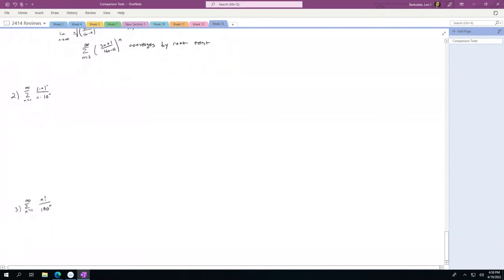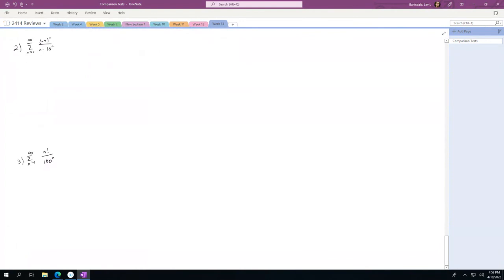All right, the second one, we have a couple of options. We could use the root test, we could use the ratio test, we could even, if we so desired, use the alternating series test, although if we use the alternating series test, we'd probably end up needing another test if it converged to show whether it converges conditionally or absolutely. So I'm going to start off with the ratio test.